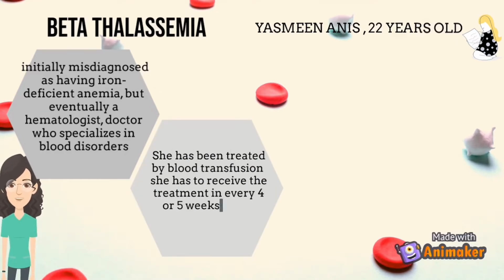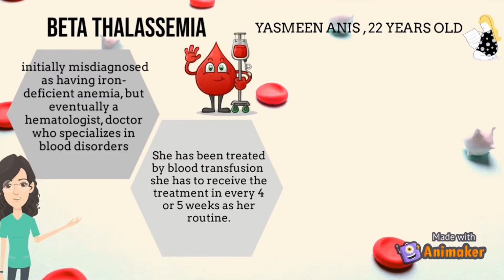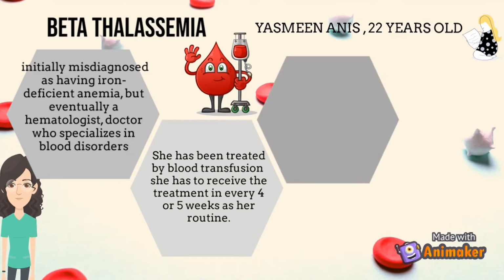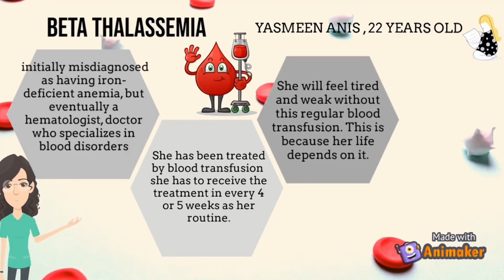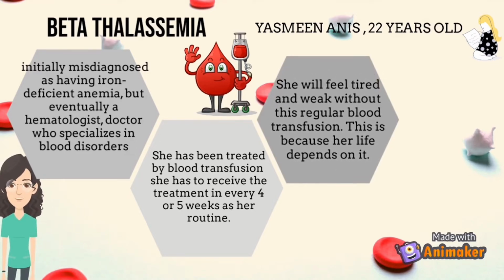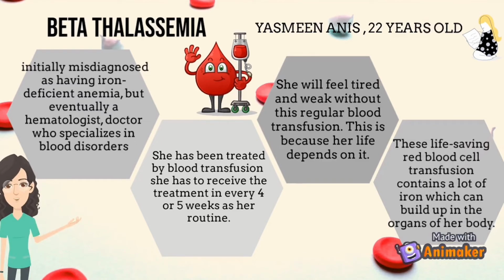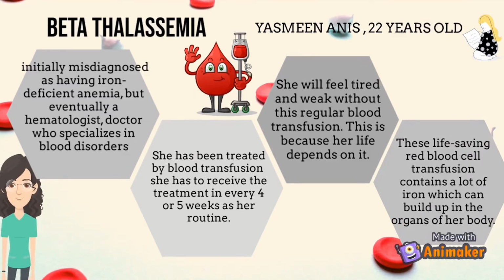She has been treated by blood transfusion since her first diagnosis until now, whereby she has to receive this treatment every 4 or 5 weeks as a routine. This is to maintain her healthy level of red blood cells. She will feel tired and weak without this regular blood transfusion. This is because her life depends on it. This life-saving red blood cell transfusion contains a lot of iron which can build up in the organs of her body.